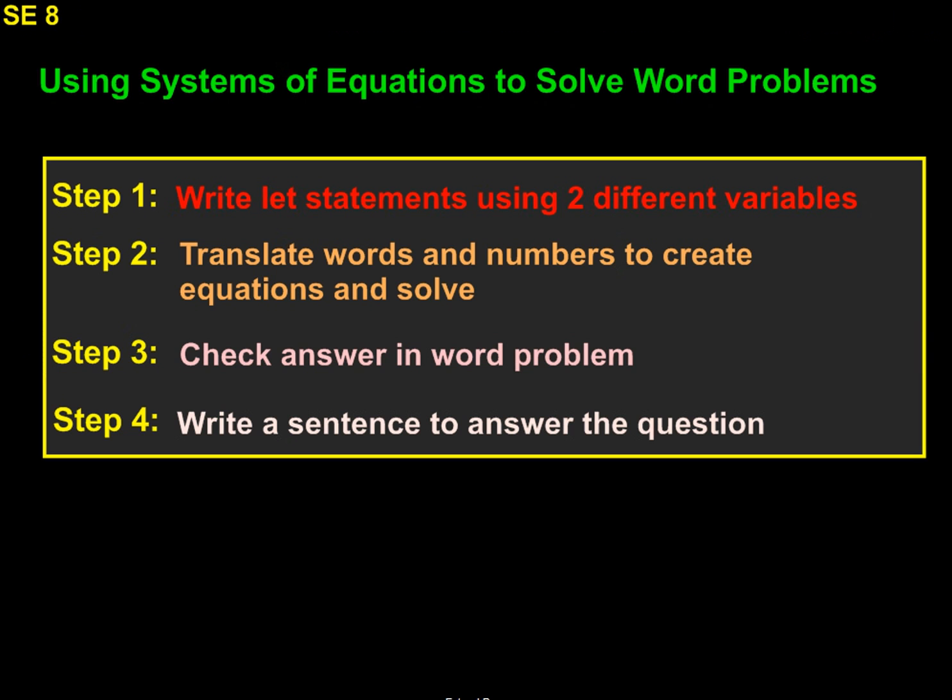Let's start by taking a look at the steps that you're going to need to follow to be able to do these. For step number 1, you need to write a let statement using two different variables. Then you need to translate the words and the numbers in the word problem to create equations and solve them. Then you need to check the answer that you get in the word problem. And lastly, you need to write a sentence to answer the question in the word problem.